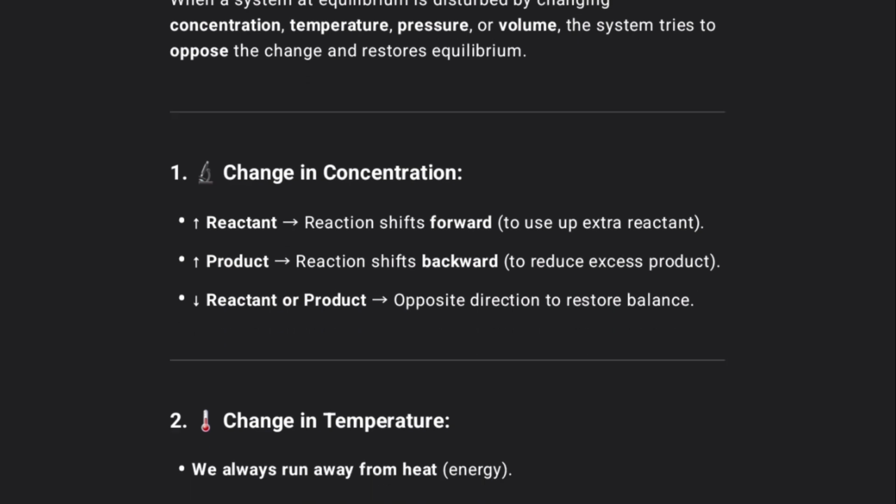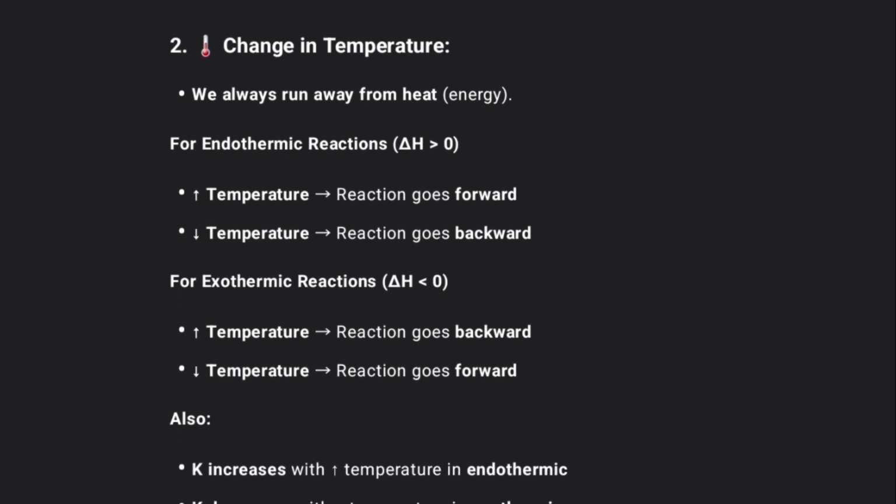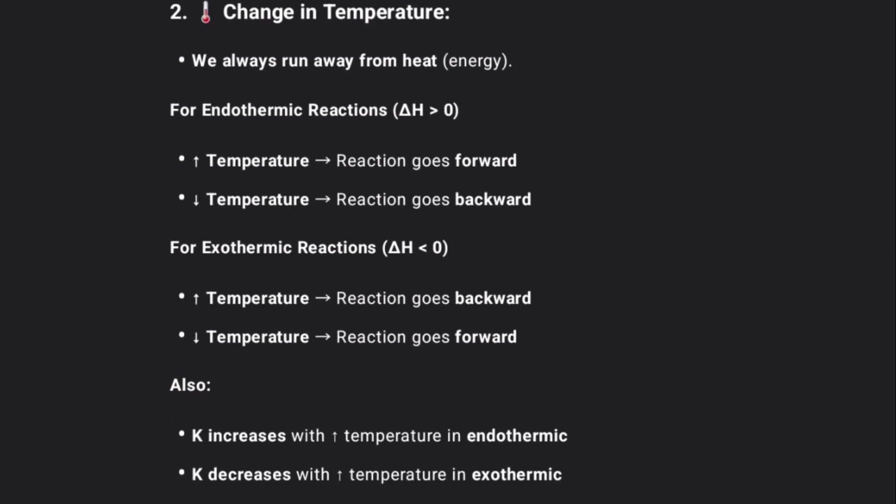Case 2: change in temperature. We always run away from heat energy. For endothermic reactions, delta H is greater than 0. Increasing temperature makes the reaction go forward; decreasing temperature makes it go backward. For exothermic reactions, delta H is less than 0. Increasing temperature makes the reaction go backward; decreasing temperature makes it go forward. Also, K increases with temperature in endothermic reactions, and K decreases with increasing temperature in exothermic reactions.